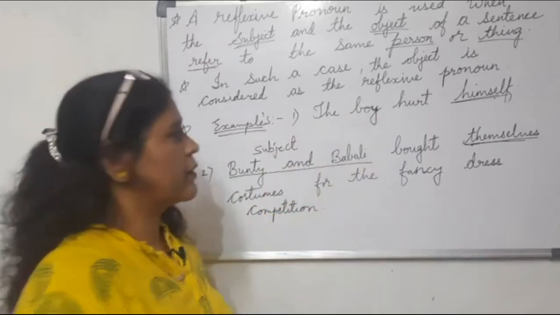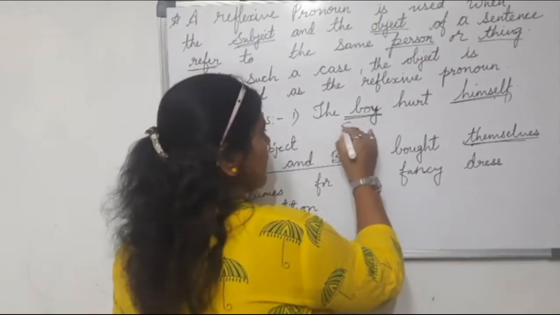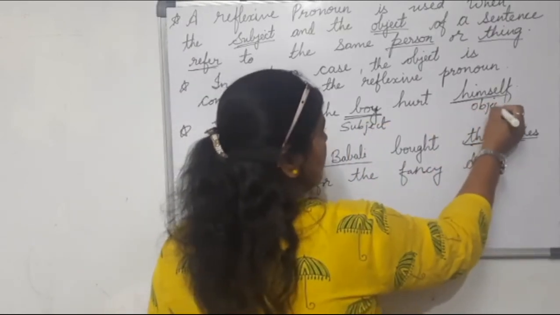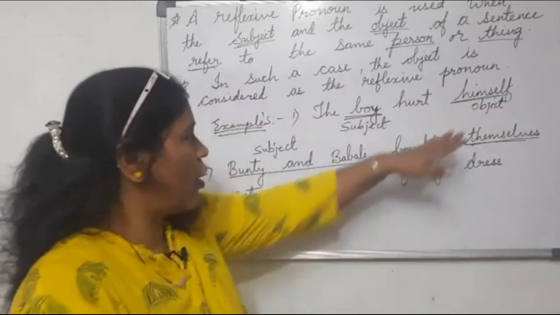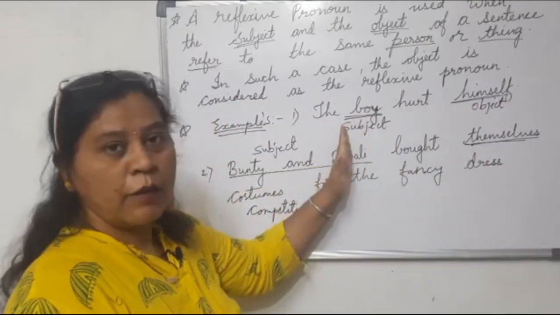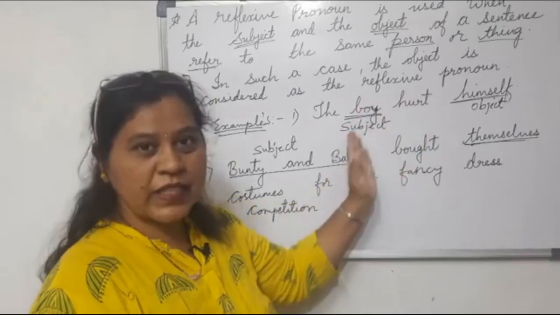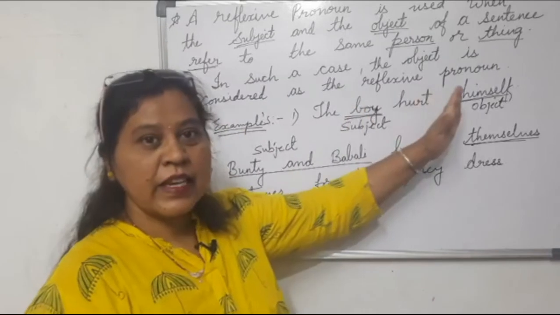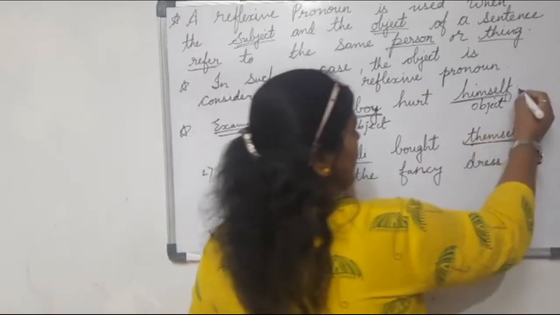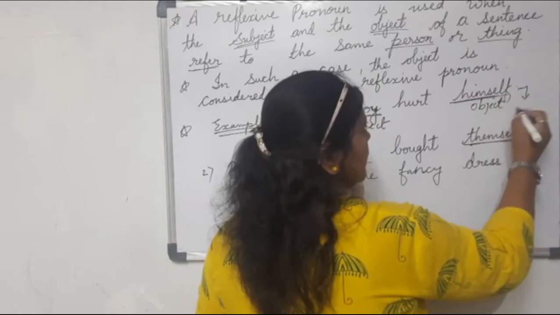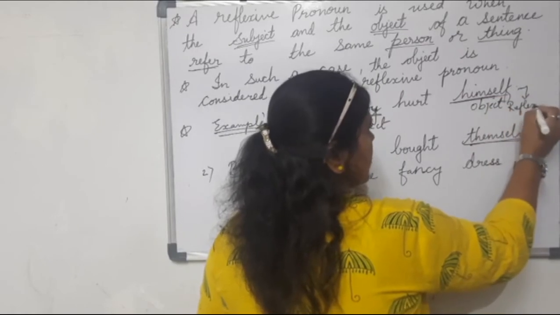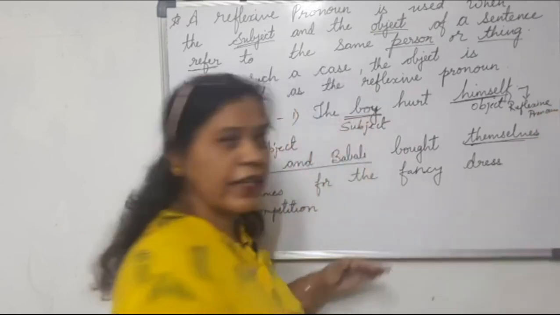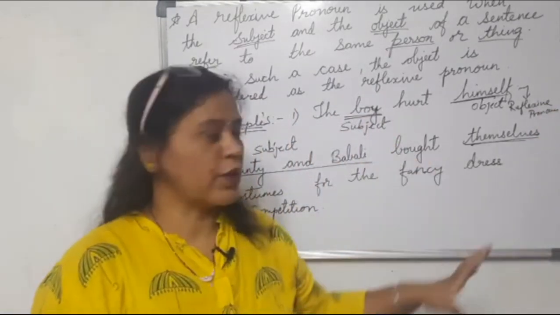The boy hurt himself. So boy is the subject in this sentence. Himself is an object, and it refers to the boy. So boy and himself are the same person. It refers to the same person, so himself is a reflexive pronoun. Got it? I'll give you more examples and you'll understand what reflexive pronouns are.